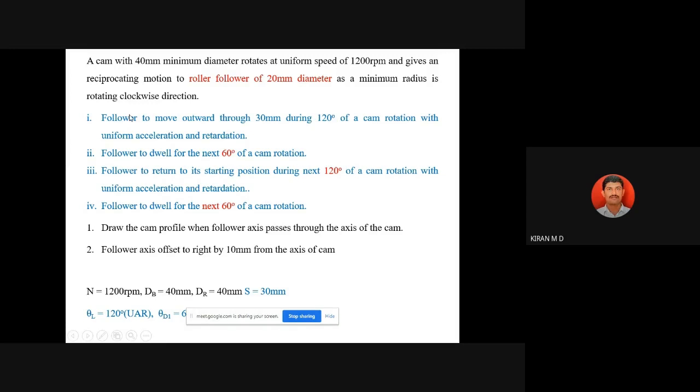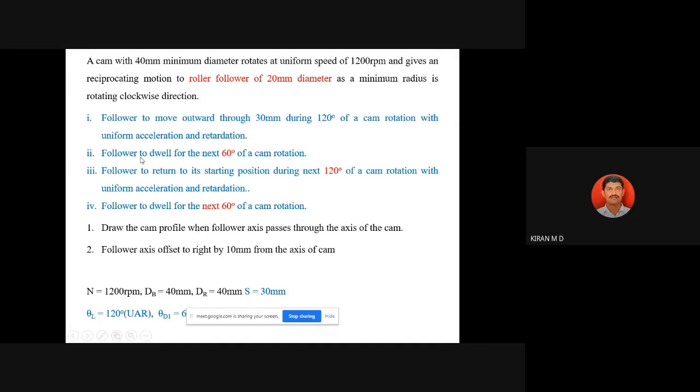The first condition of the follower is that the follower moves outward through 30 mm during 120 degrees of cam rotation with uniform acceleration and retardation. So the lift takes place for 30 mm. Stroke length is 30 mm, 120 degrees of cam rotation. Next, the motion condition is uniform acceleration and retardation.